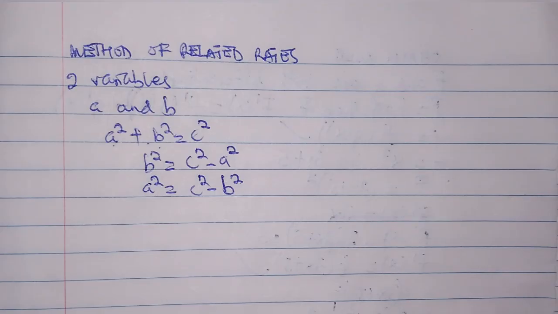So if they are related by a third variable, a relation can be found between their rates of change. So you find a relationship between their rates of change.